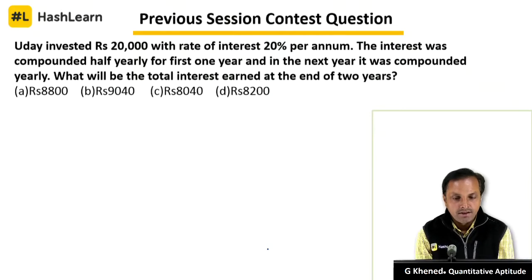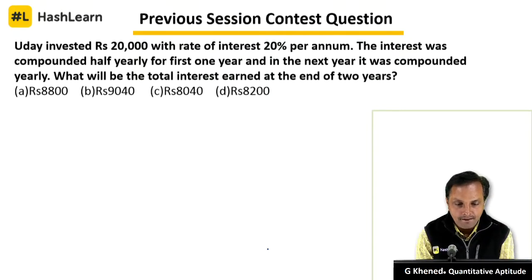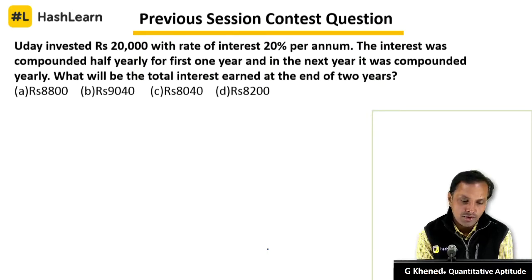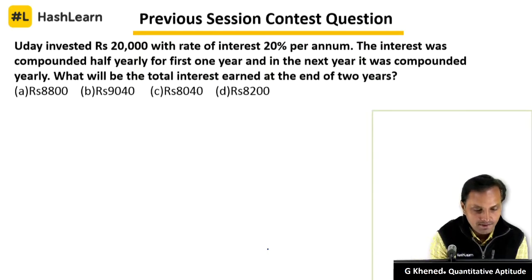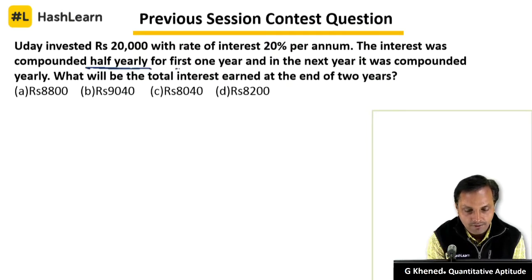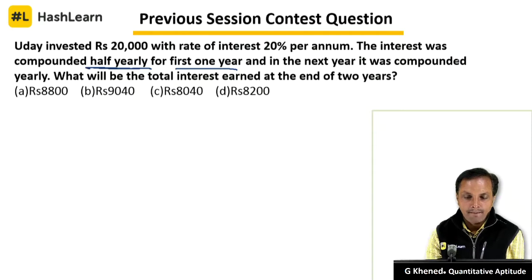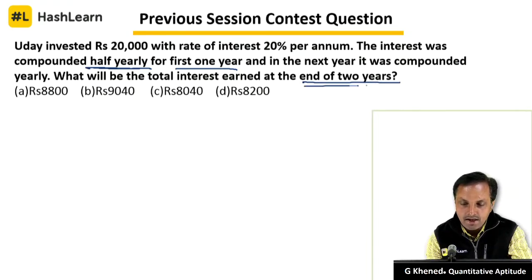Here is a question from the previous session, a contest question. Uday invested 20,000 rupees with rate of interest 20 per annum. The interest was compounded half yearly for the first 1 year, and in the next year it was compounded yearly. So this is the point which you need to know. What is the interest earned at the end of 2 years?